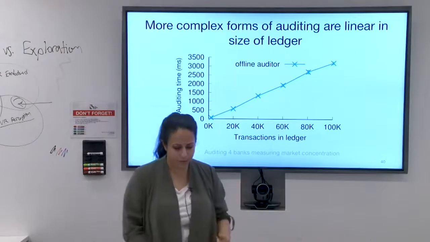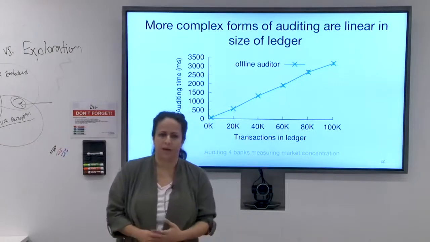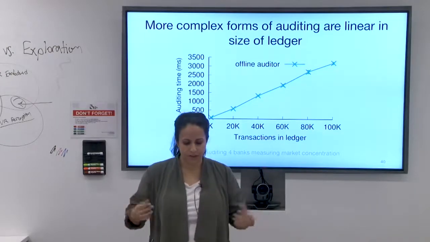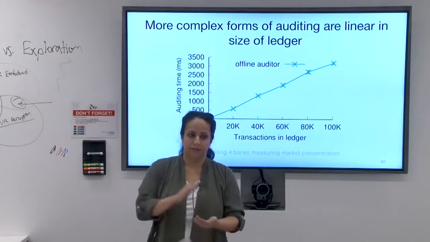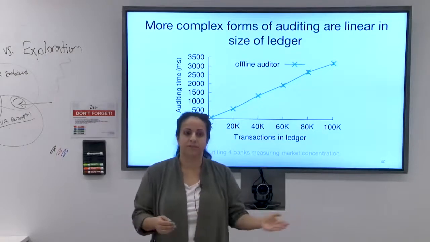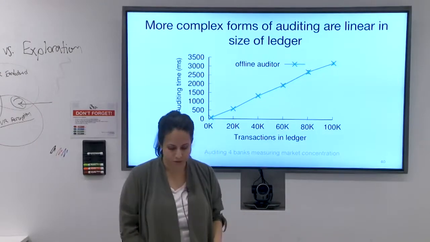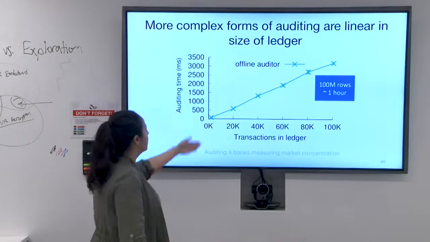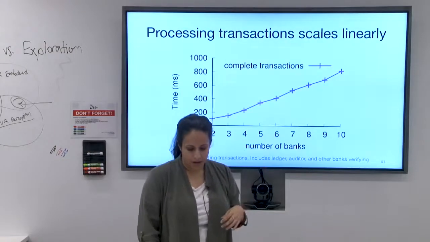Still pretty reasonable, actually. A question some people ask is, do we have to maintain this ledger forever? How do you clean up the ledger? You can create a snapshot of the state in the ledger and get rid of the past, assuming you know the set of auditing queries that you're going to do moving forward. We don't implement this, but this should be possible. If you wanted to do 100 million rows, it would work out to be about an hour.